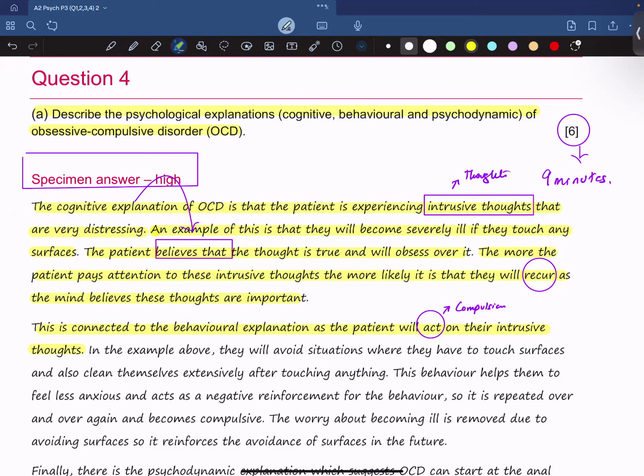This is connected to the behavioral explanation as the patient will act on their intrusive thoughts. Again, a further development to this. See over here in the first paragraph, you saw development and you see that development in the second paragraph over here as well. I'm talking about this part and this part here, right? Now, in the example above, they will avoid situations where they have to touch surfaces and also clean themselves extensively after touching anything. This behavior helps them to feel less anxious and acts as a negative reinforcer for the behavior.